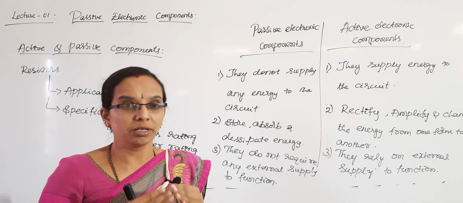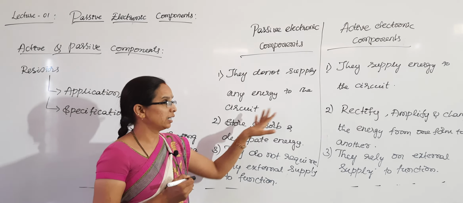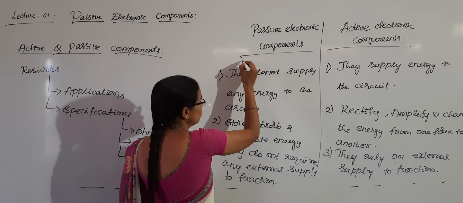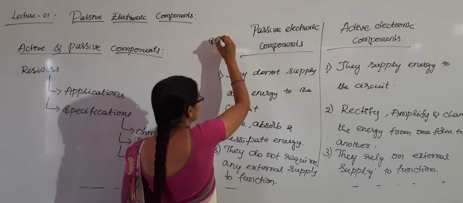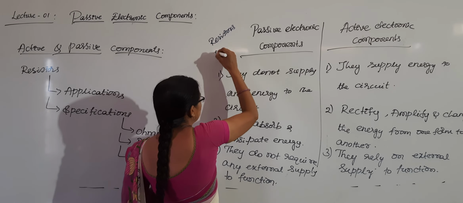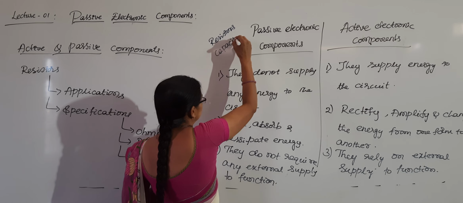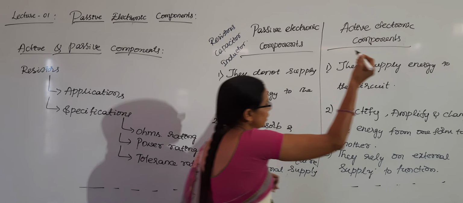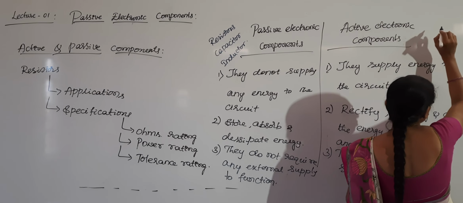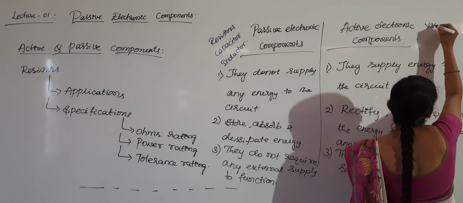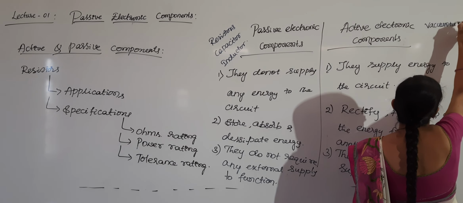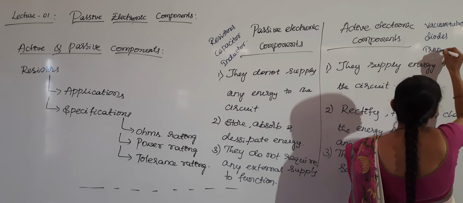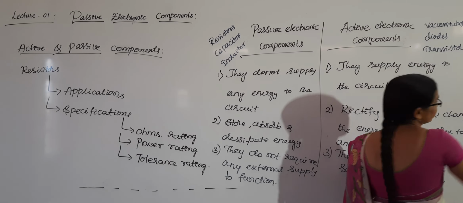Just remember, if they ask for the difference between active and passive components, you have to write this along with the examples. Passive components examples are resistors, capacitors and inductors. Whereas active components examples, any semiconductor devices you can write: vacuum tubes, diodes, transistors, LEDs, Zener diode, anything.